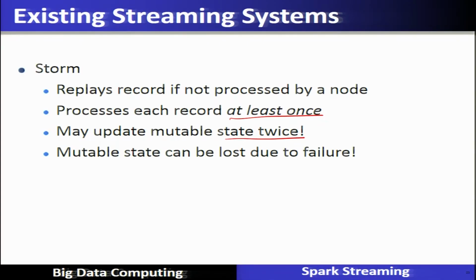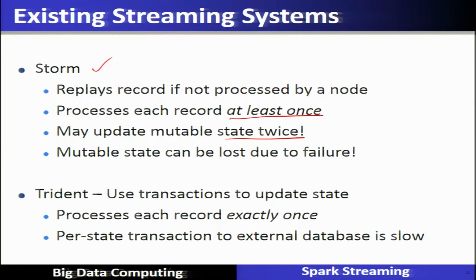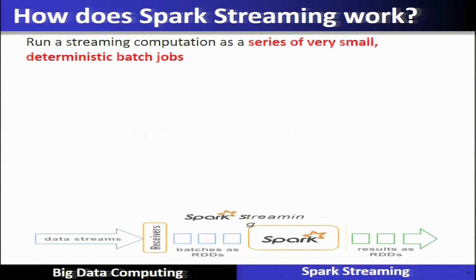In existing systems like Storm, we achieve only up to the state of the art, which is called at-least-once. So, exactly-once is the semantics which is required, and it is supported in the Spark Streaming system. There are other streaming systems such as Trident, which use transactions to update the state and also have exactly-once semantics, but per-state transaction to an external database is slow.